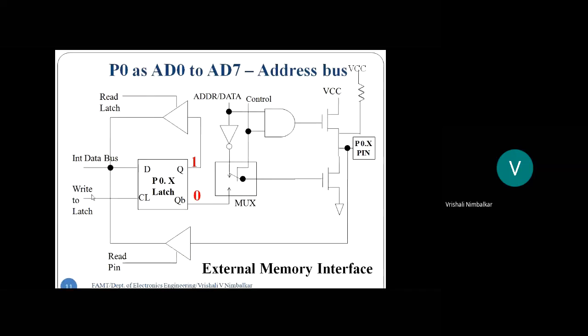Remember, students, these control signals, read the latch, write to latch, read pin, control, are happening internally inside the microcontroller. We are not doing anything. The controlling part is done by the microcontroller itself while executing that instruction. So the switch gets connected to the address data. Let us assume this is a 1-bit address, or it can be a 1-bit data.